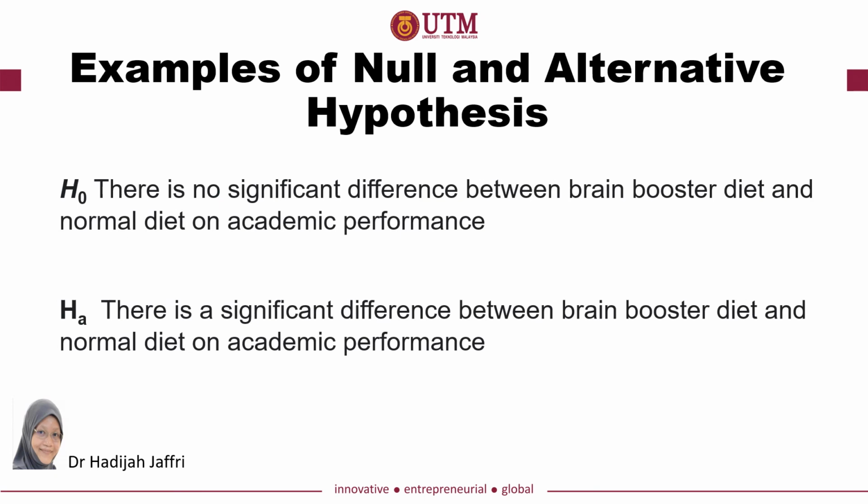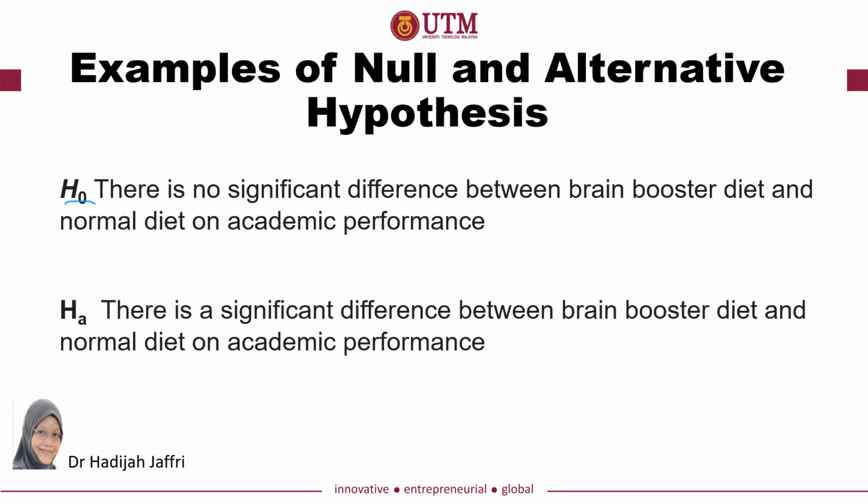Let's have a look at an example of null and alternative hypotheses. In this case, I'm using a brain booster diet as an example. Let's say there is no clear indication of the direction of the study, in this case, brain booster diet on academic performance. We can write our hypothesis as a null hypothesis. We write H0 to indicate the null hypothesis, and the statement could be: there is no significant difference between brain booster diet and normal diet on academic performance.